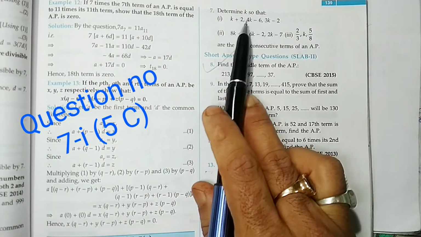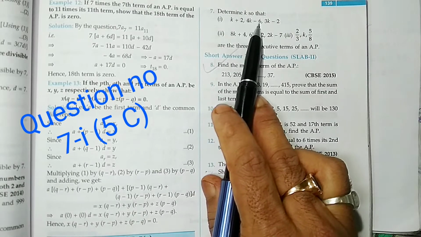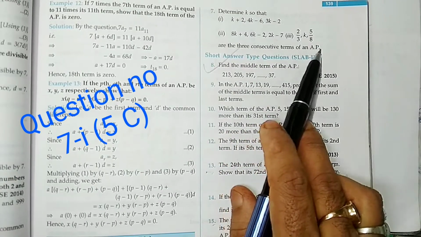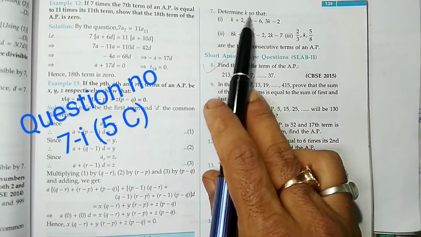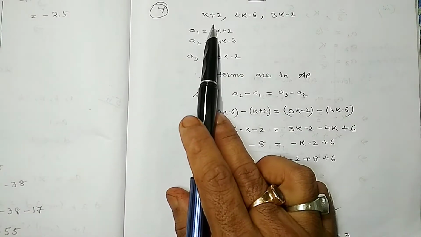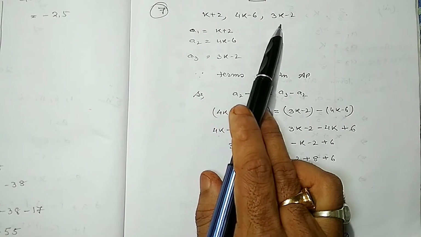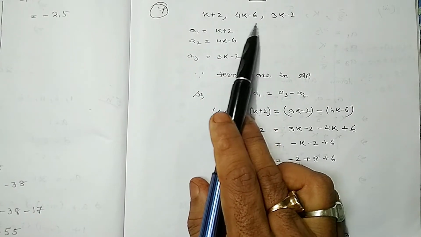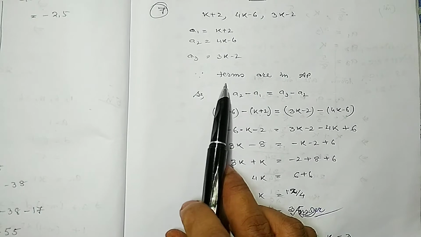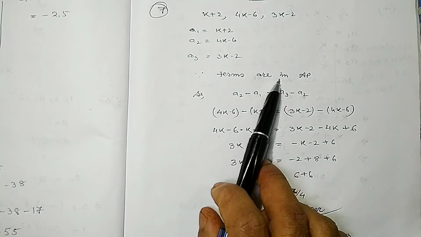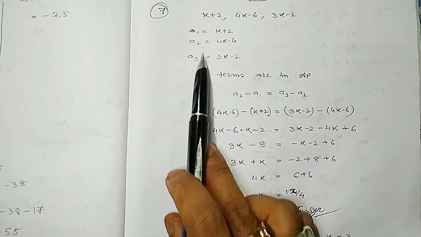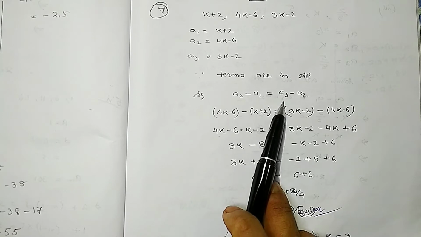Determine k so that k plus 2, 4k minus 6 and 3k minus 2 are 3 consecutive terms of an AP. That means these 3 are in AP. We have to find the value of k. This is the first term, we can write a1, this is a2, this is a3. And since terms are in AP, as given in the question, then second term minus first term must be equal to third term minus second term. Clear? So a2 minus a1 will be equal to a3 minus a2.